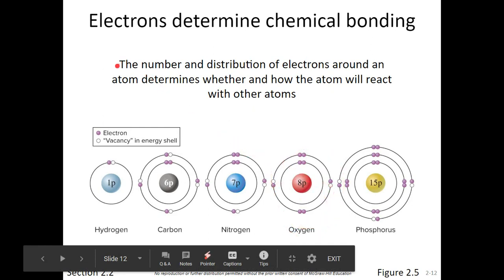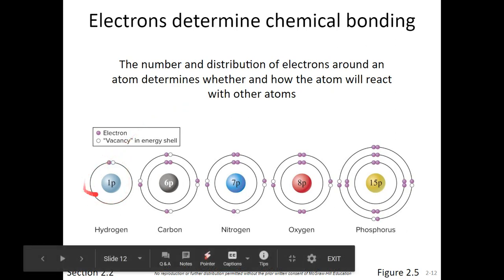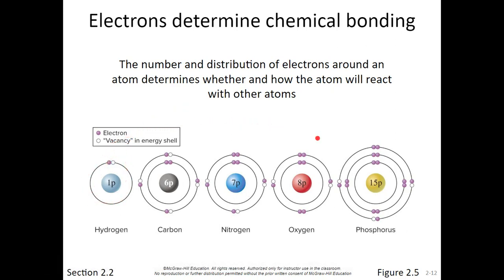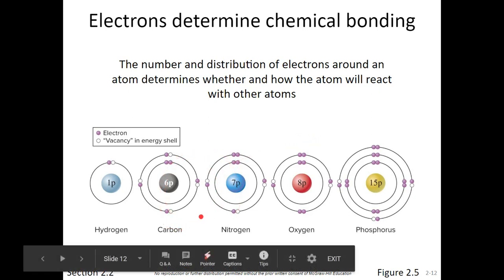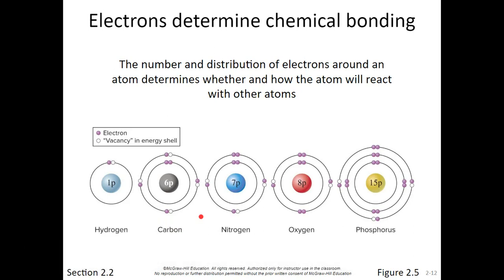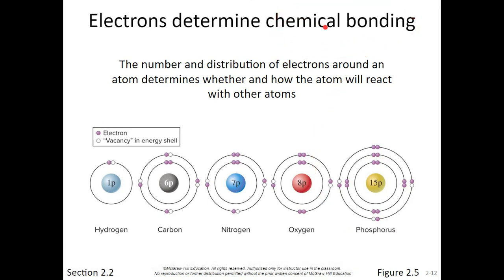These are the security guards. The number and distribution of electrons around an atom determines whether or how the atom will react with others, because the first shell will always have two no matter what. And then as we move on, you can see 8. So the cycle goes on 2, 8, 8, 18. Here you can see 1, 2, 3, 4, 5, 6, 7, 8. So 8 is a full shell. When shells are complete, atoms are not going to exchange their electrons and there will not be any chemical bonding. That means bonding has already been satisfied.